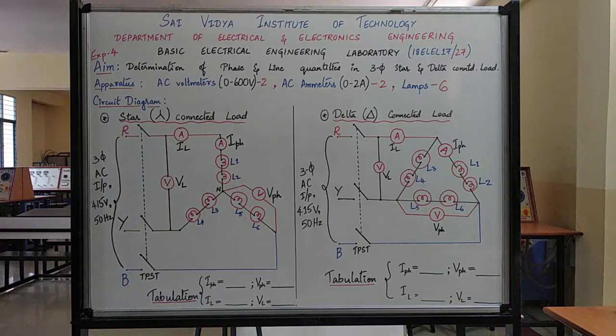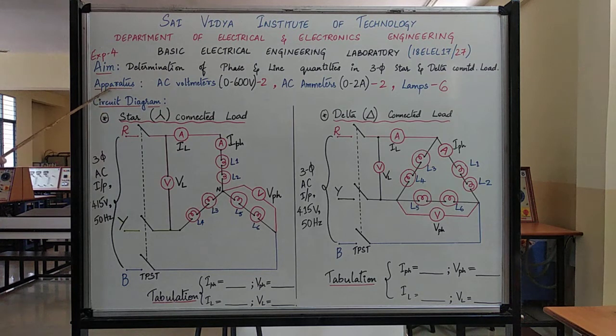In today's session, let us learn about Experiment 4, Determination of Phase and Line Quantities in Three-Phase Star and Delta Connected Loads. The aim of this experiment is to determine the relationship between line and phase voltages and currents in both star and delta connected loads.